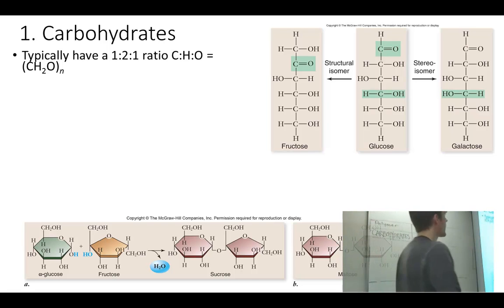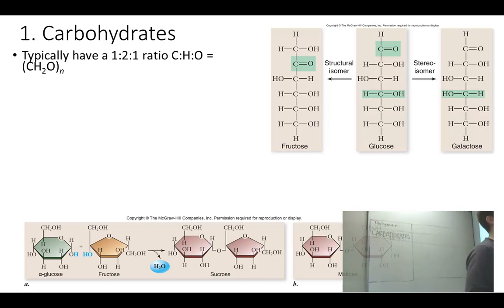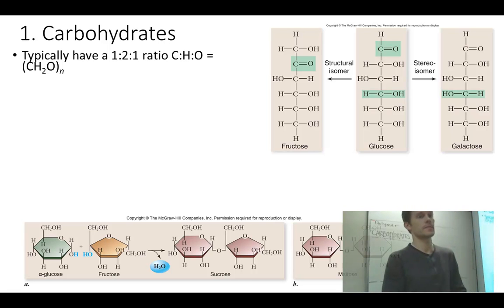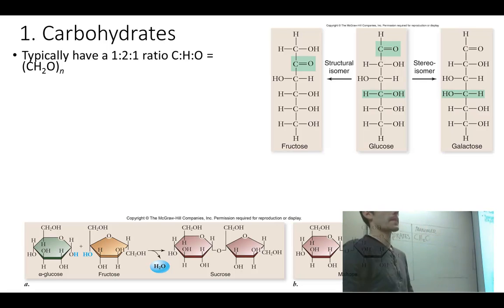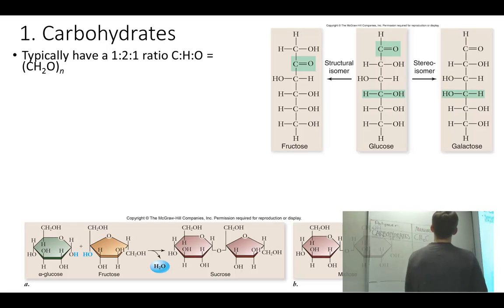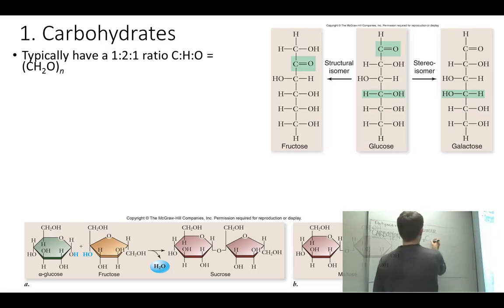And carbohydrates have a 1 to 2 to 1 ratio of carbon, hydrogen, and oxygen, generally. So their monomer, which is the single unit, is CH2O. Okay? Then we get into sugars. Okay, we'll talk about some other monomers.